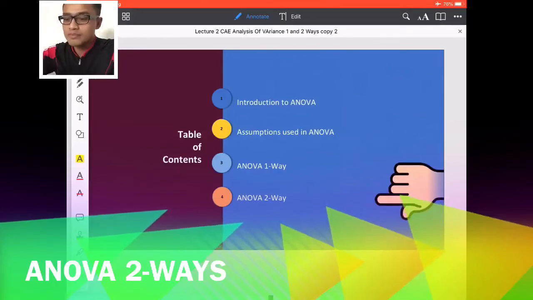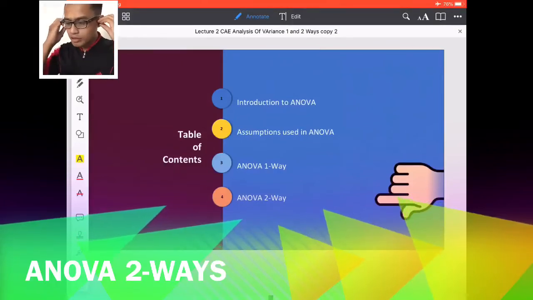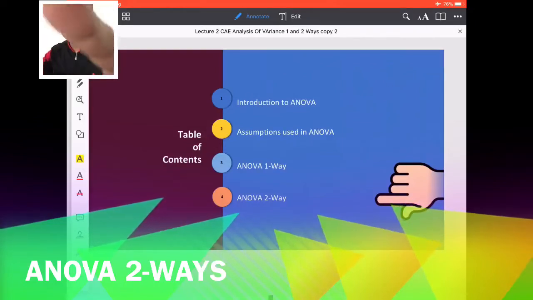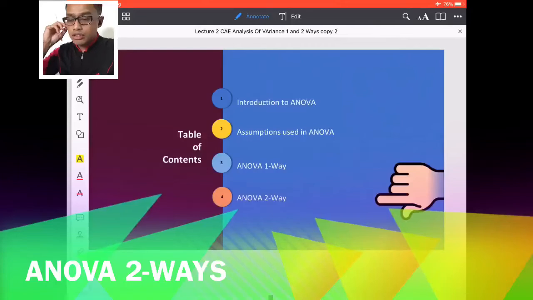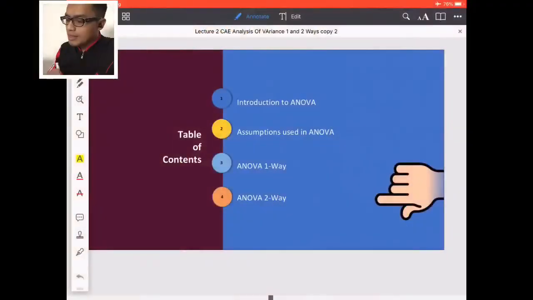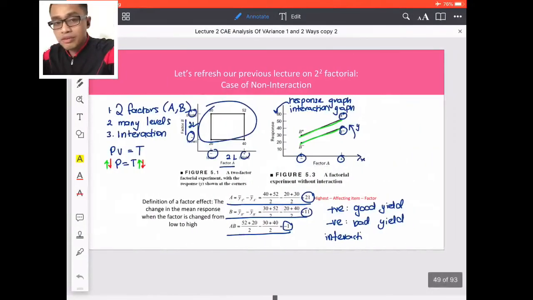Let's cut to the chase and see what we have in ANOVA 2 ways. I've made some scribbles here first. This is the one that we have not seen before.